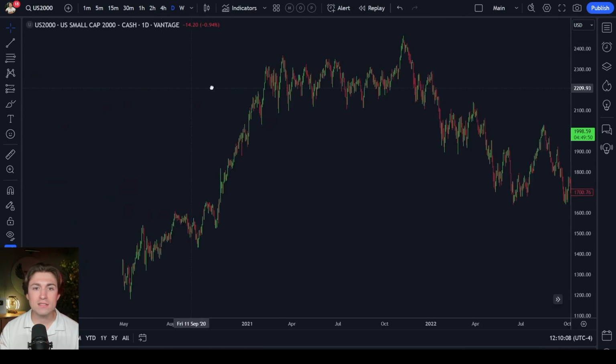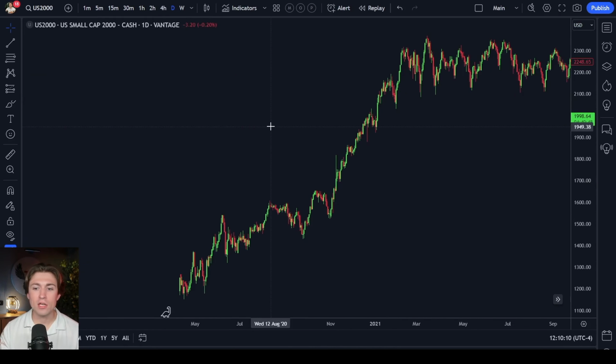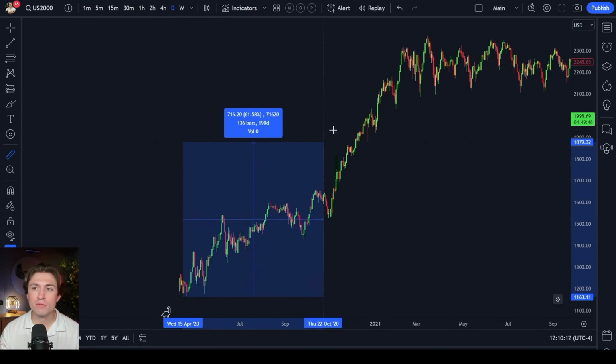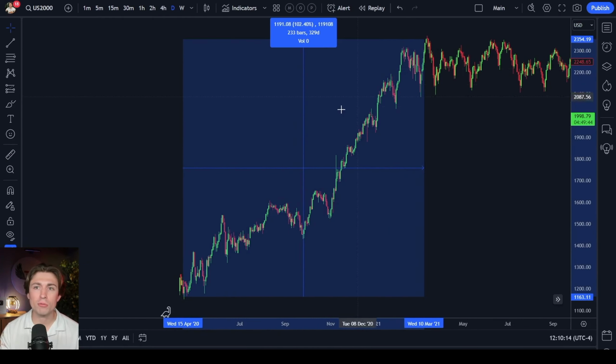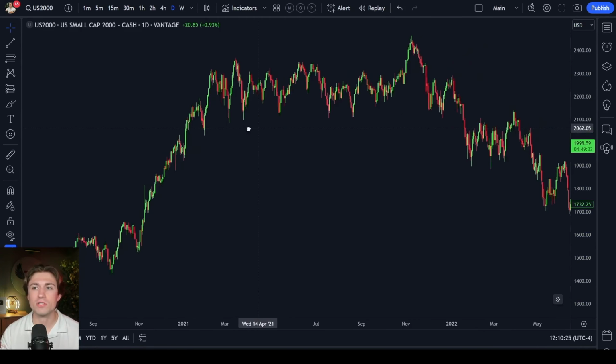A very easy reference we can talk about is the post-COVID era. Take a look at the growth that the Russell experienced, up 100% from April of 2020 to the peak here in March of 2021. That is a massive, near doubling in just a year, which is an impressive growth.